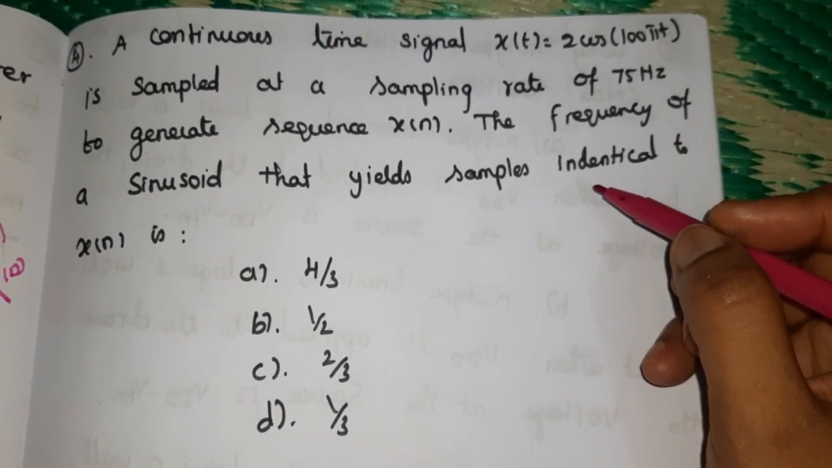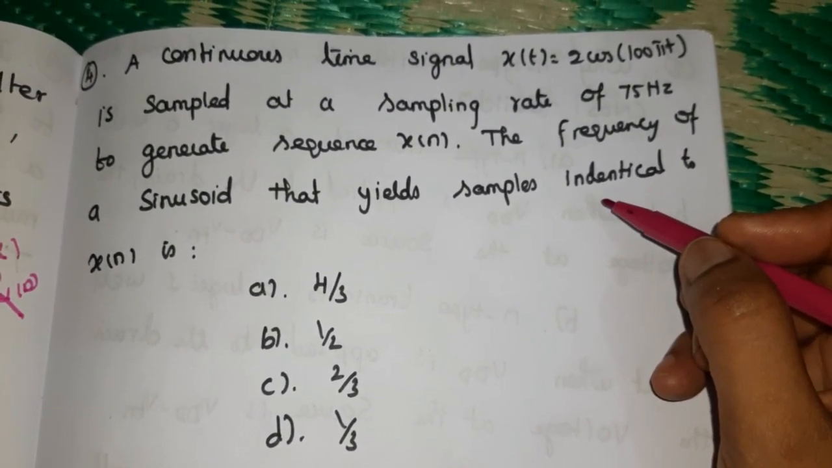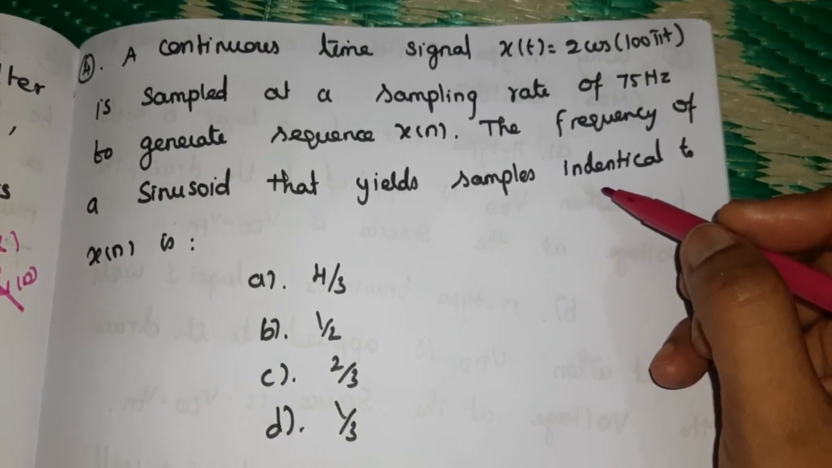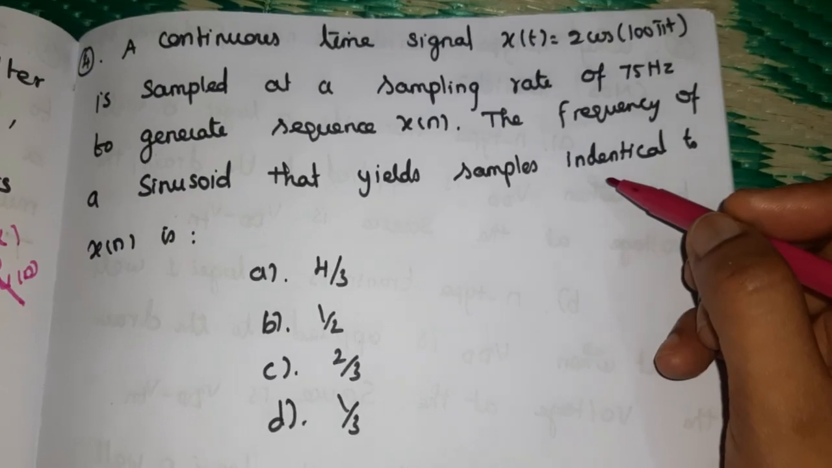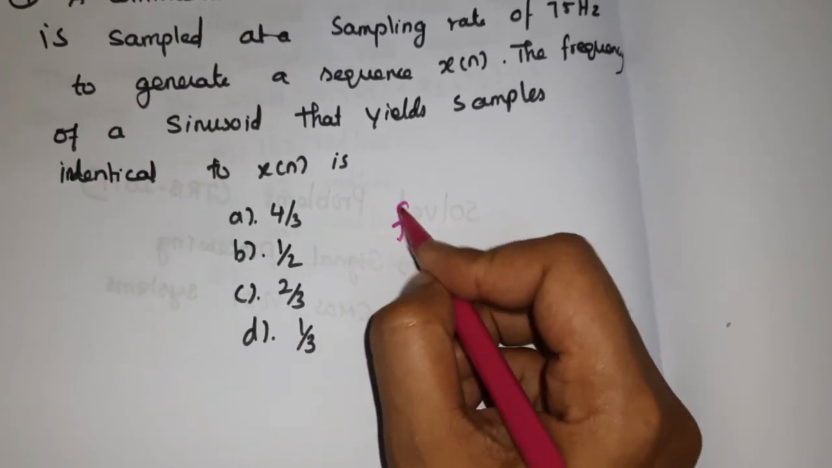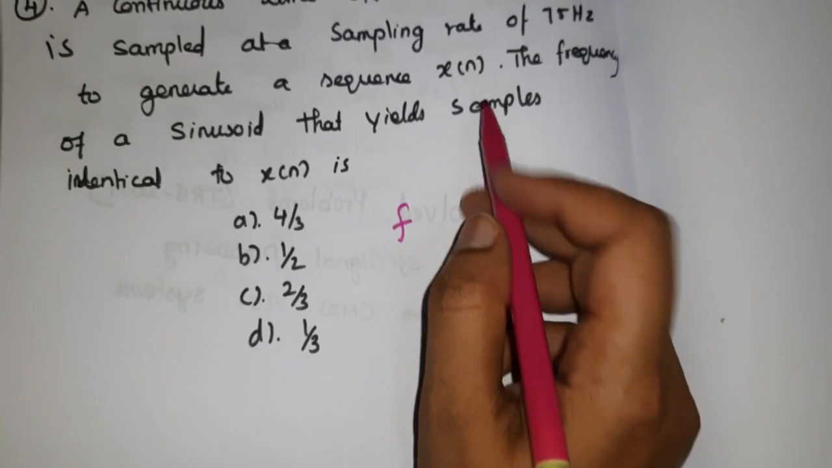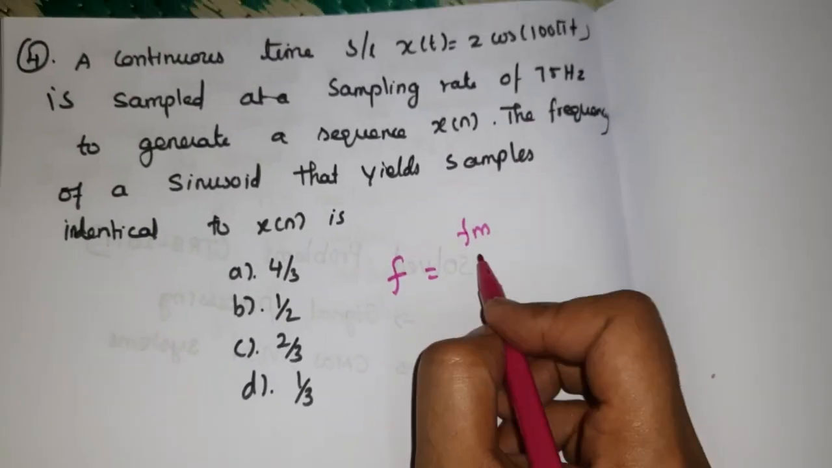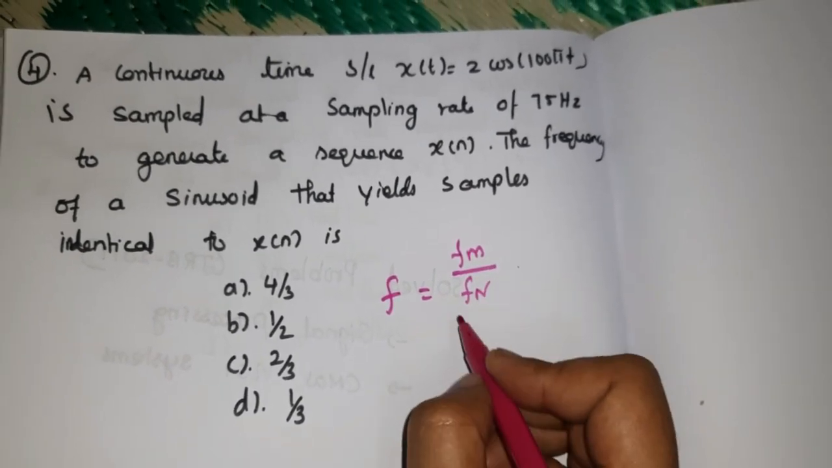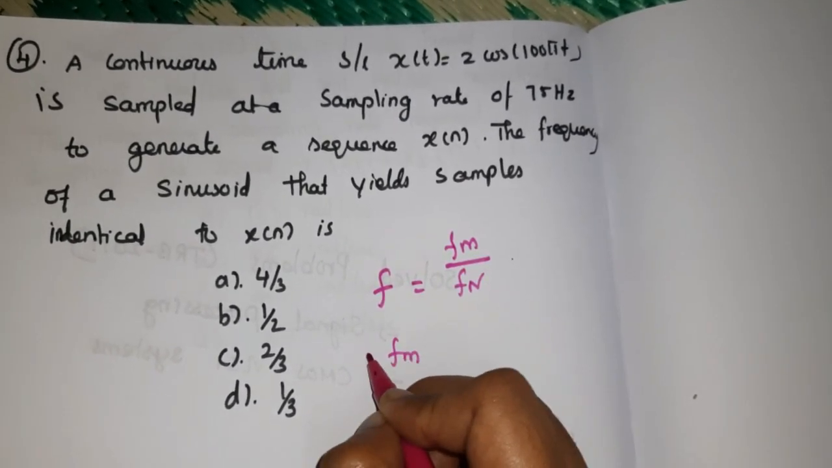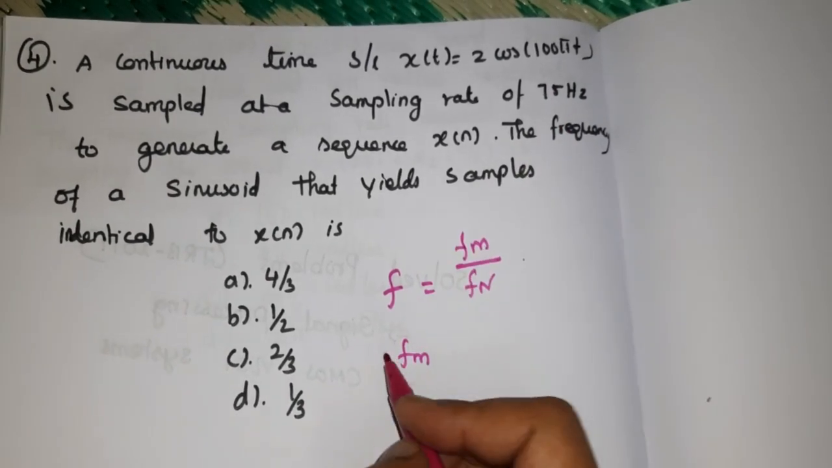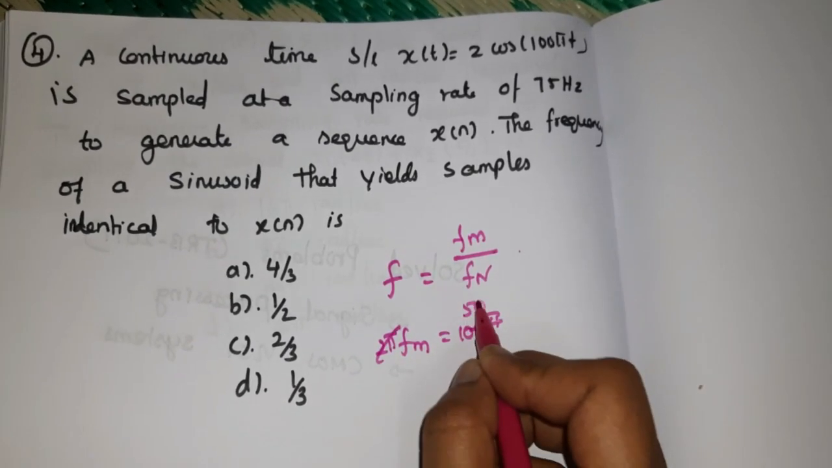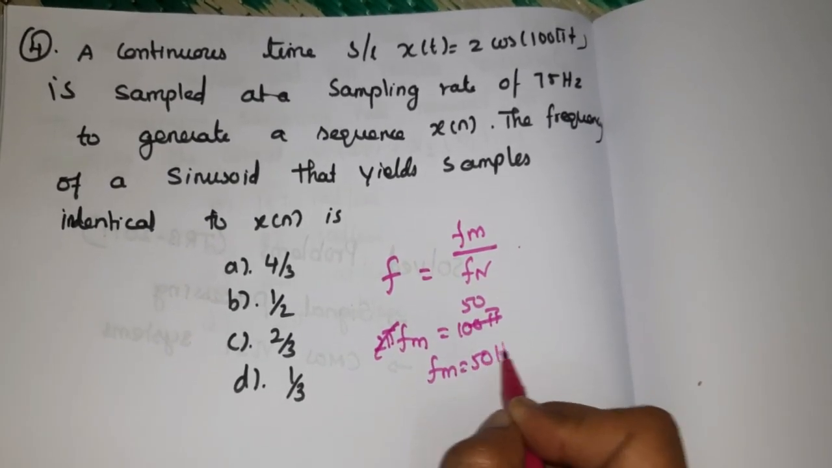Next question: a continuous time signal x of t is equal to 2 cos 100 pi t is sampled at a sampling rate of 75 Hz to generate sequence x of n. We have to find the frequency of x of n that is identical to this signal sequence, that will give us the maximum frequency of that signal divided by the Nyquist rate. Here the maximum frequency we can find from this signal equation, that is 2 pi fm is equal to 100 pi. So from that we can find fm is equal to 50 Hz.